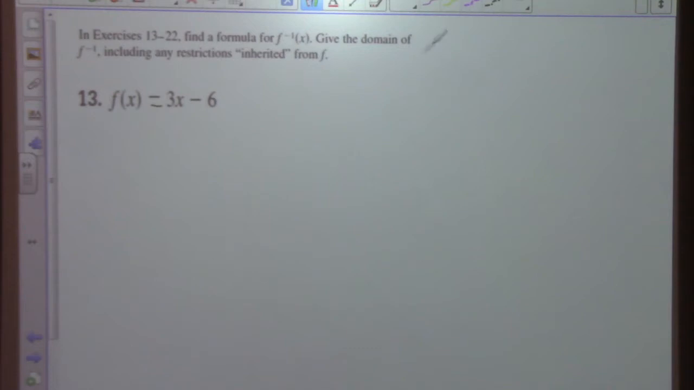You have to flip or make x, y. Yeah, so let's go ahead and do this first. We're going to say y equals 3x minus 6. So this would be step 1, right? What is step 2? Yeah, so what we'll do is we're going to make the x's become y and the y's become x's. All right. In step 3?